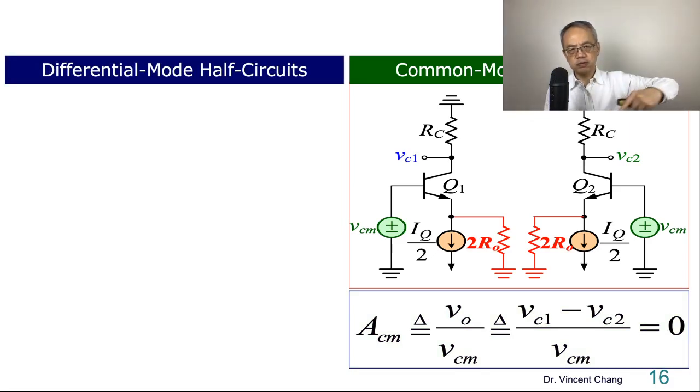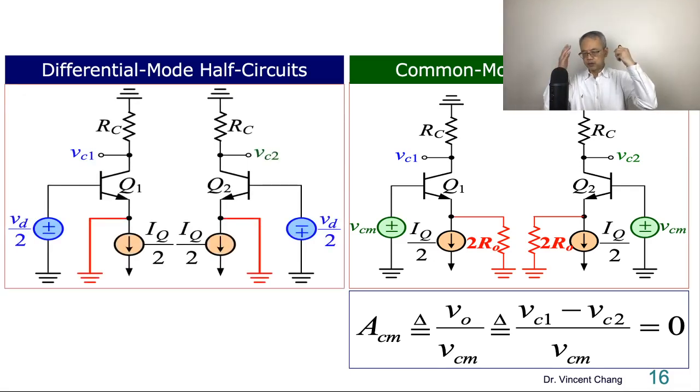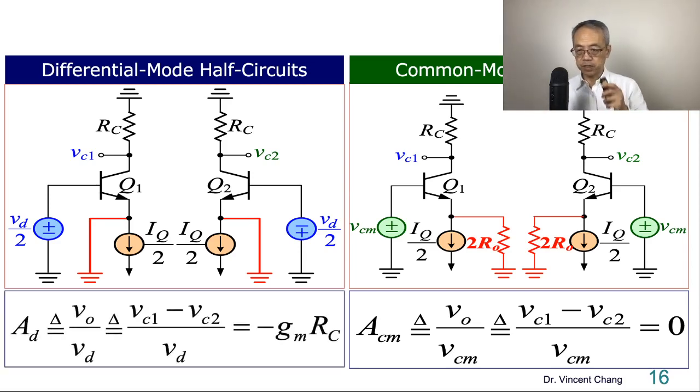Let's pull what we learned from the previous video back in. Remember that the differential mode half circuit has two key points. Number 1, the common emitter is grounded. Number 2, opposite sign: half VD, negative half VD. And the differential gain, if the output is taken differentially, is negative gm RC. It's been proven in the previous lecture video.